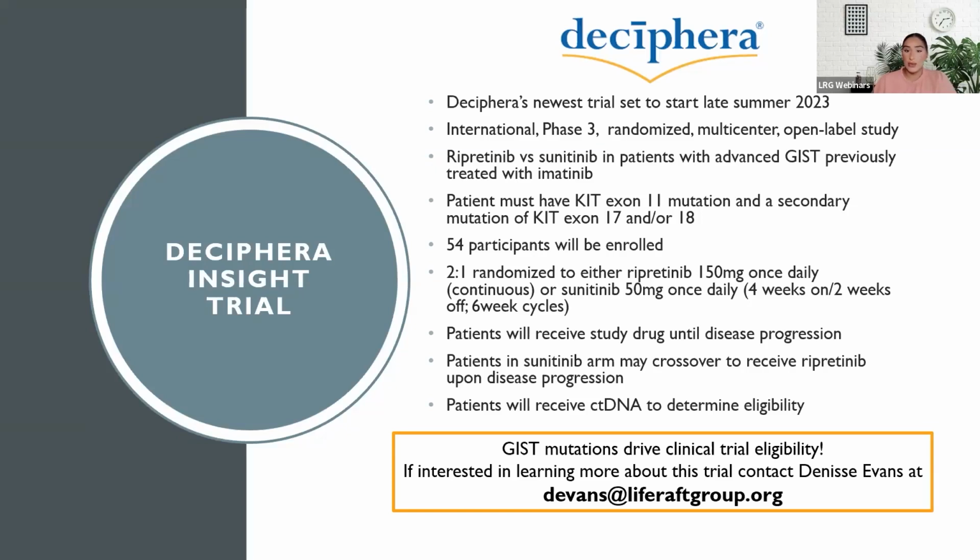The study is a 2-to-1 randomized, where patients will either receive ripretinib 150 milligrams daily continuously, or sunitinib 50 milligrams once daily, but on a cycle, so 4 weeks on and 2 weeks off. Patients will receive the study drug until disease progression, and patients who are on the sunitinib arm may cross over to receive ripretinib upon disease progression.